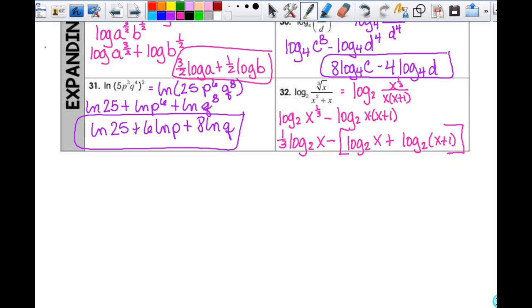That is my final answer. And then you could distribute that negative if you wanted to and make them both minus and lose the brackets. It's the same either way. Okay, we good? Aren't those fun?